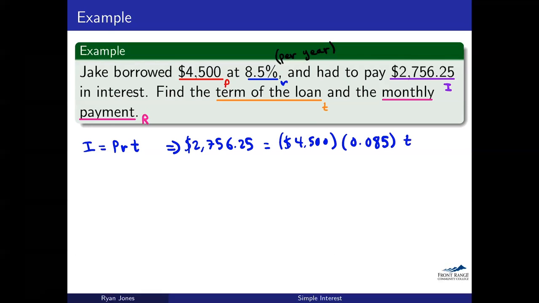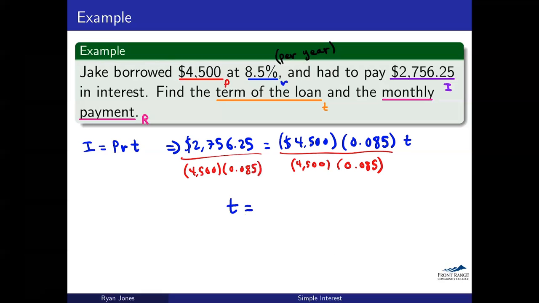And so all I have to do here is divide both sides by 4,500 and 0.085. Divide by 4,500 and 0.085. And we end up with a nice T is equal to 7. And I'll make the note that it's 7 years here. So there we go. We've got T is equal to 7 years.